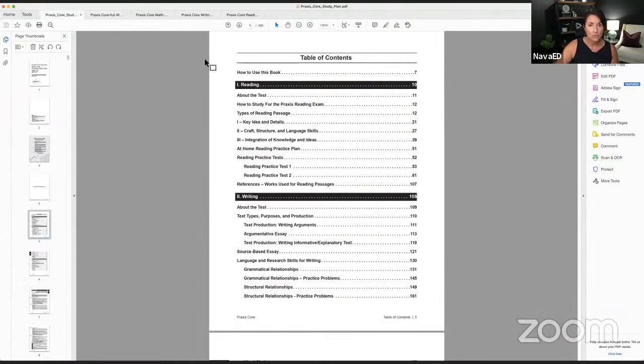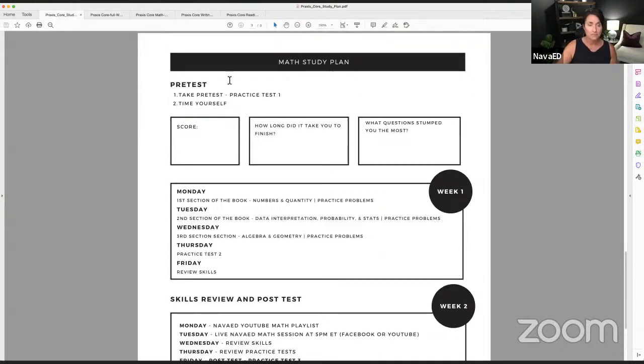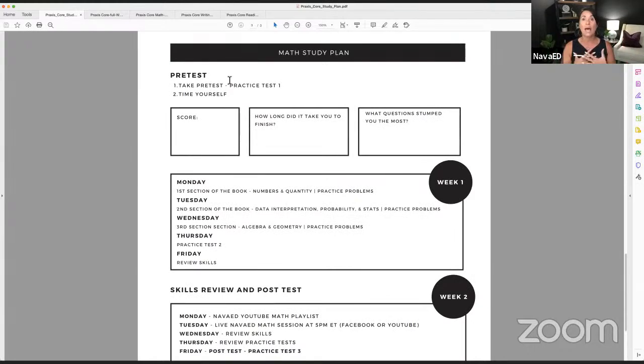Let me just make sure I am on track with my presentation. Break down the book. Okay, we are going to start with math right now. And let me go to my study plan. Here's how I suggest you should do the math, okay?